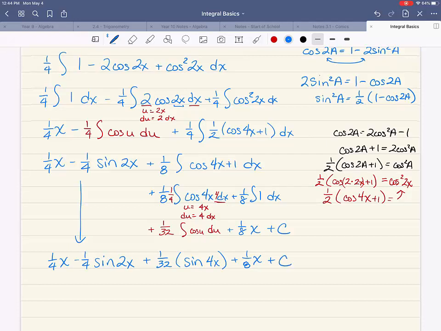Now there are some like terms here that you can combine if you need to. I have 1/4 x plus 1/8 x is 3/8 x minus 1/4 sine of 2x plus 1/32 sine of 4x plus c, and there is your answer.